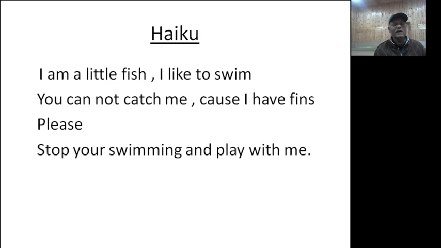This 3 lines special poem is known as haiku. Even if you remember some of your haikus, you can note them down in your notebook. If not, then try to write this 3 lines poem in your notebook, and it must be about fish, sea, river, pond, whatever way you want.